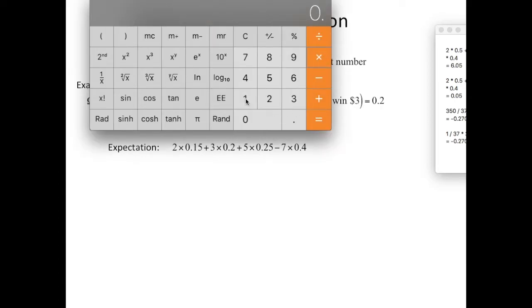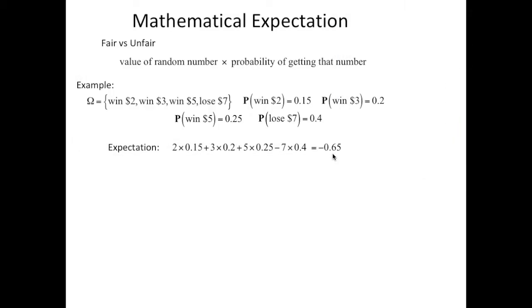Take a handy-dandy calculator. 2 times 0.15 added to 3 times 0.2 added to 5 times 0.25 added to negative 7 times 0.4. And that gives us negative 0.65, which means every time you play, on average, let's say you play 100 times and you averaged out all your winnings, you would actually be behind by 65 cents per game. If you played 100 times, you would be down $65. So the expectation is low. On average, you would expect to lose 65 cents per game.